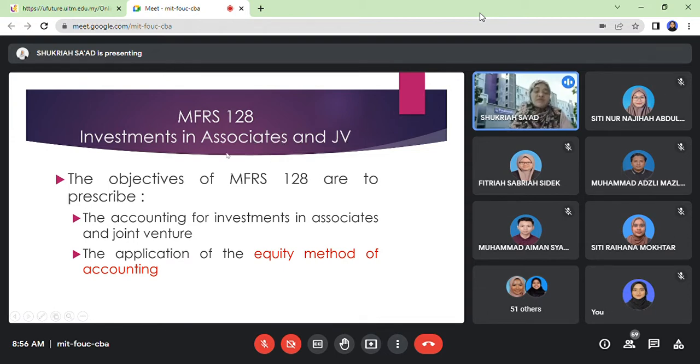After this we're going to look at what an associate is. The objective of MFRS 128 is to prescribe the accounting treatment with regard to associates and also joint ventures. This is where we apply the equity method of accounting. So associates and joint ventures both use the equity method of accounting.